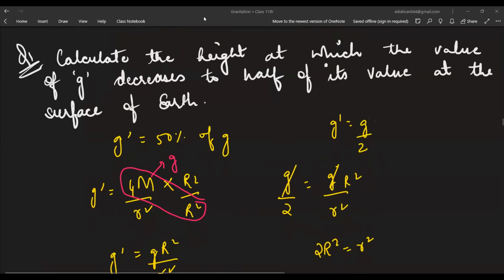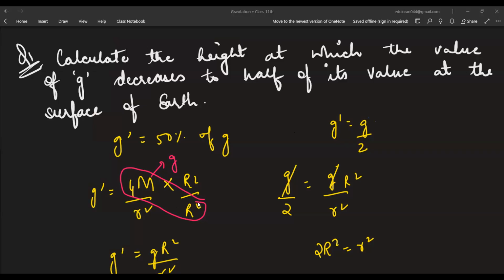Yes, ma'am. Can you repeat? See, what are we doing in this question? Basically, g dash is g by 2. Now, in the main formula, you have height also, which we have discussed before this. Now, we have to have small g also in our answer. So g dash is equal to GM by small r square, the formula which you know.